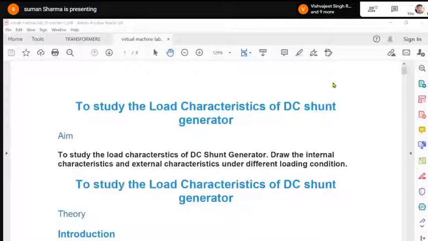So the current flowing through this shunt field winding can be determined as ISH is equal to this voltage, the load voltage V, divided by the resistance of this shunt field winding. We know the shunt field resistance and the voltage across the load. If we connect a voltmeter here, we can determine the value of the shunt current, that is, the field current. So the terminal voltage of the generator is applied across it.